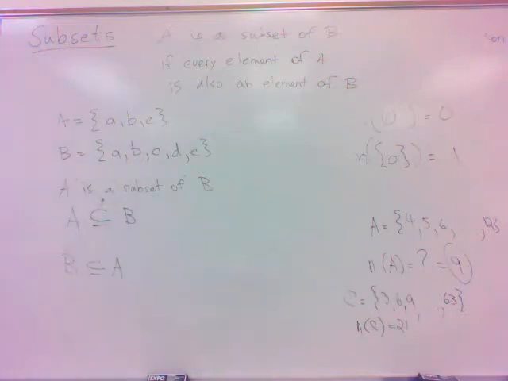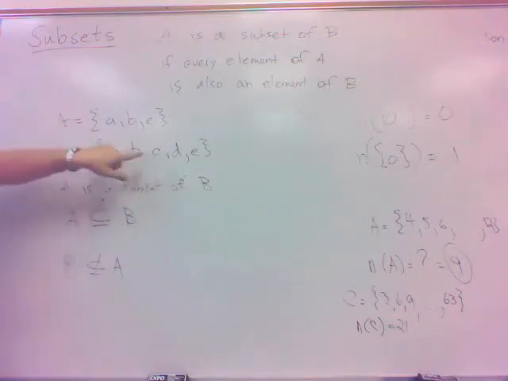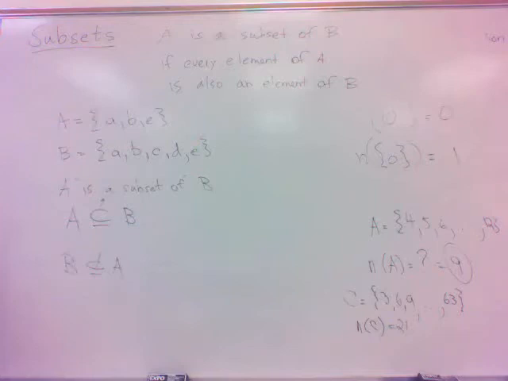What does that say? B is a subset of A. Is that true? Nope. B is not a subset of A. Every element of B is not an element of A, is it? Because you got C and D that aren't. So yeah, it goes that way. It means is a subset of. So this one is a subset of that one. So B is not a subset of A.